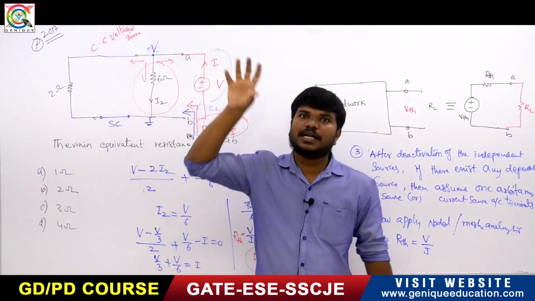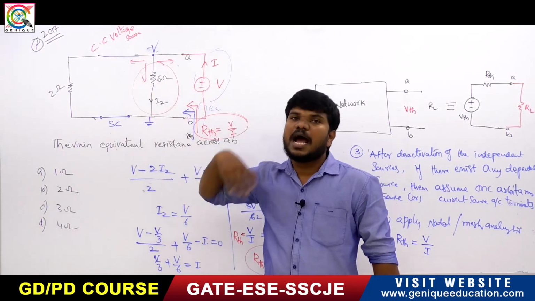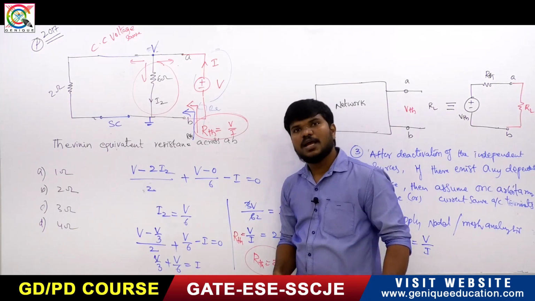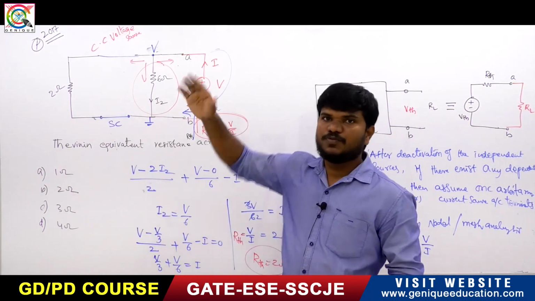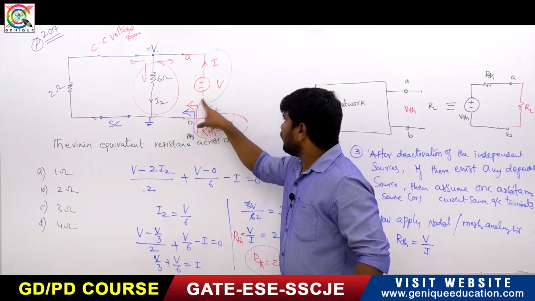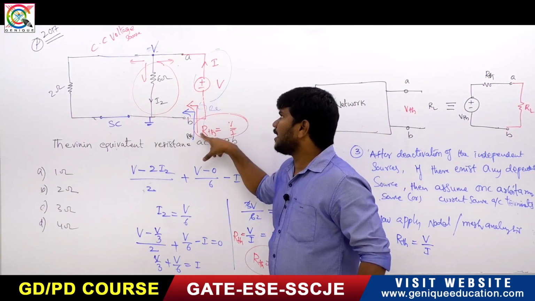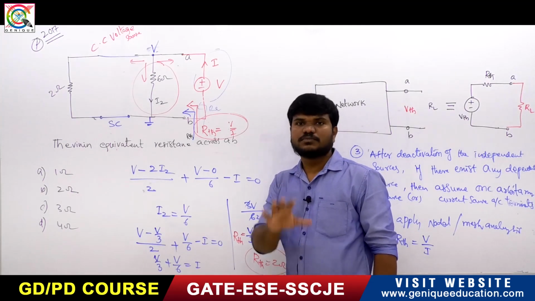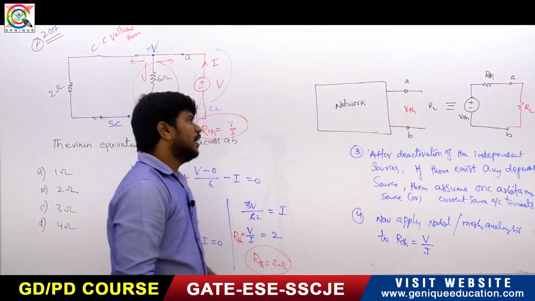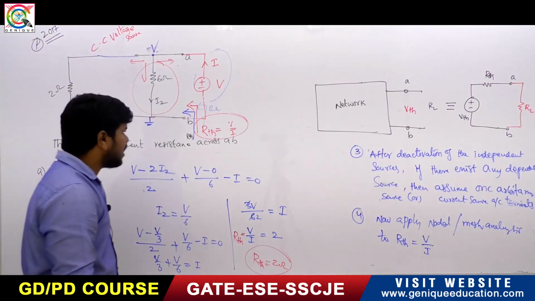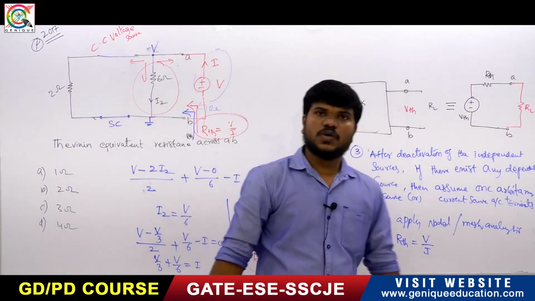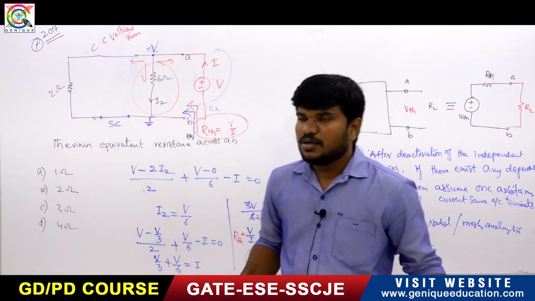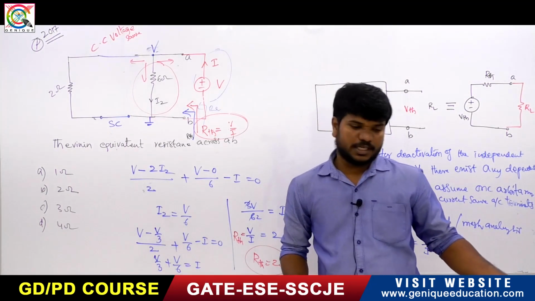I have to keep the dependent source at that place, and you have to assume one arbitrary source V, which is giving I. We have to find the impedance at this terminal, right? The voltage divided by the current will give you the equivalent resistance, that is called the Thevenin resistance. So this kind of problem must be concentrated on. You practice well. Thank you.